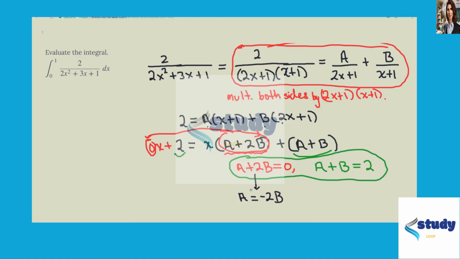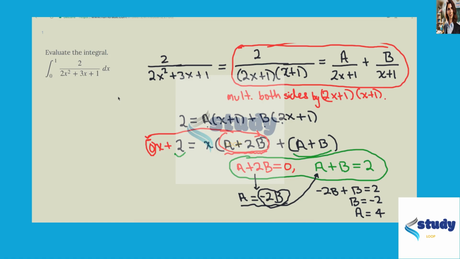And then go ahead and plug this value in for A in the second equation in green. So we have negative 2B, which replaces A, plus B equals 2. So this gives us B equals negative 2. And then go ahead and solve that for A. A equals negative 2B. So we have negative 2 times negative 2, which is 4. Okay, so we've done the partial fraction decomposition. We found A and B.